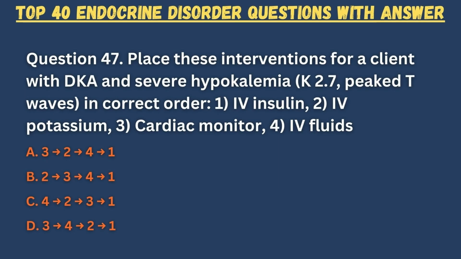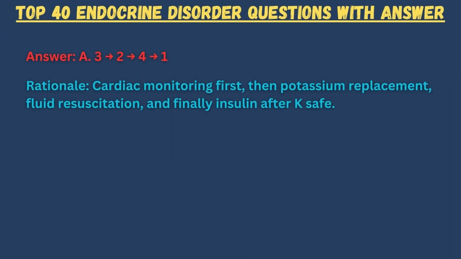Question 47. Place these interventions for a client with DKA and severe hypokalemia, K 2.7, peaked T waves, in correct order. 1. IV insulin. 2. IV potassium. 3. Cardiac monitor. 4. IV fluids. A. 3 then 2 then 4 then 1. B. 2 then 3 then 4 then 1. C. 4 then 2 then 3 then 1. D. 3 then 4 then 2 then 1. Answer. A. 3 then 2 then 4 then 1. Rationale. Cardiac monitoring first, then potassium replacement, fluid resuscitation, and finally insulin after potassium is safe.